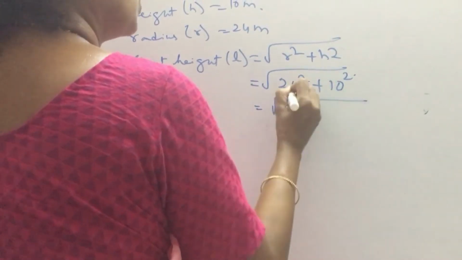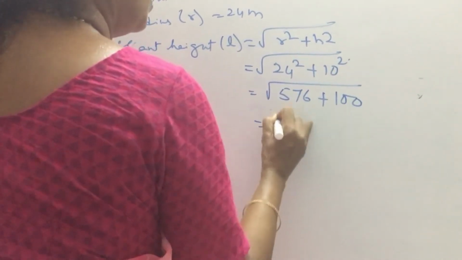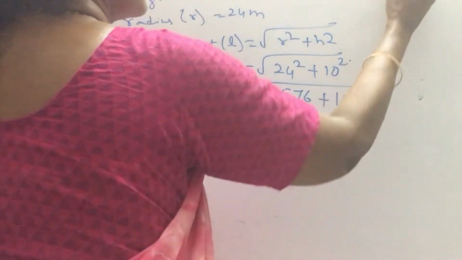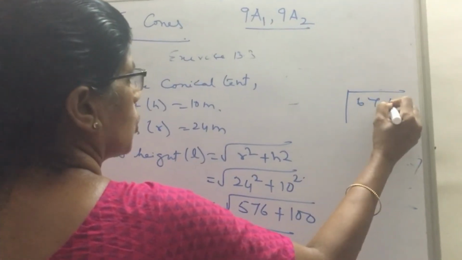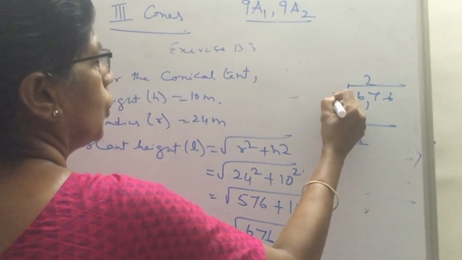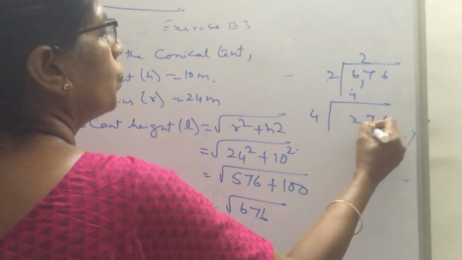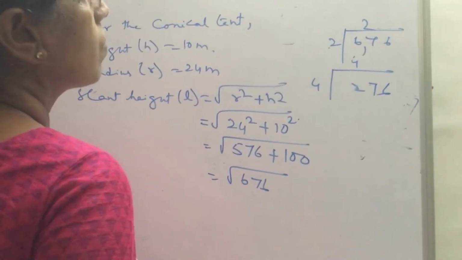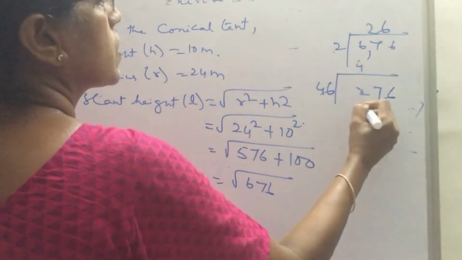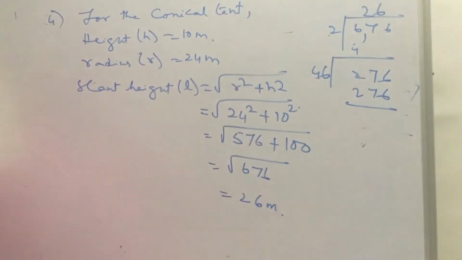Yes, what is 24 square? 576. 10 square 100. Root of 676. Yes, do you know the square root by long division? 2 2's, remainder 2 plus 2, 4. Bring down the second group. How many times? 6 times. That is equal to 26 meters.